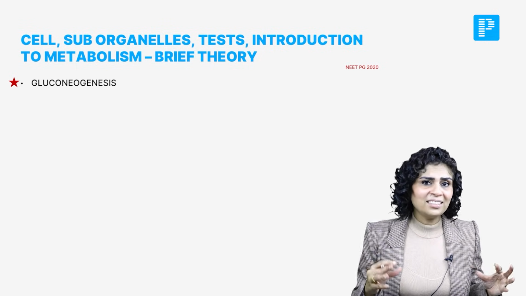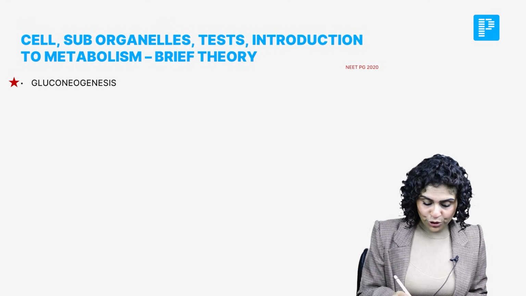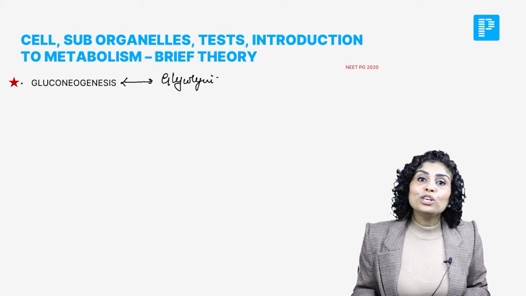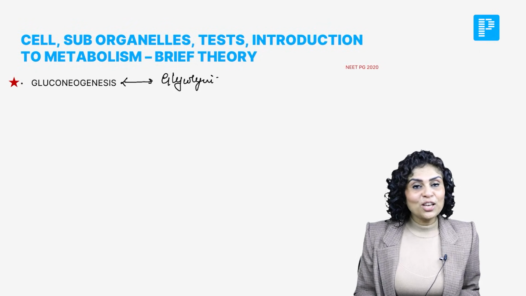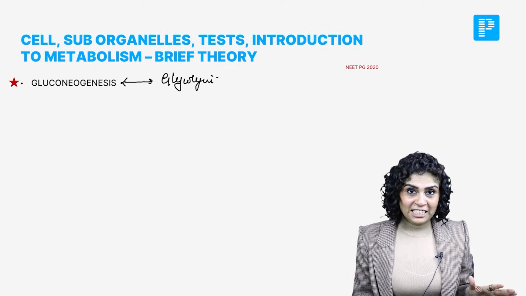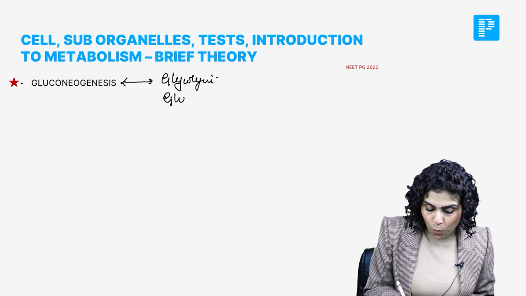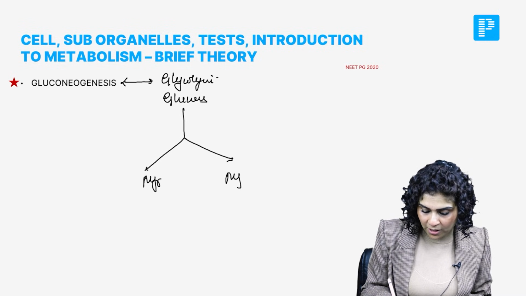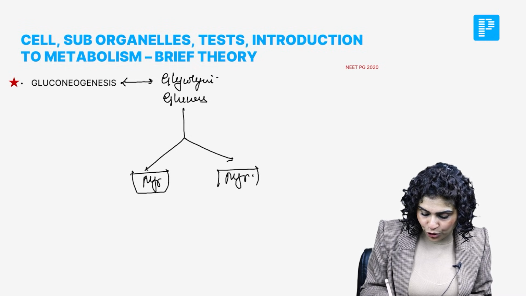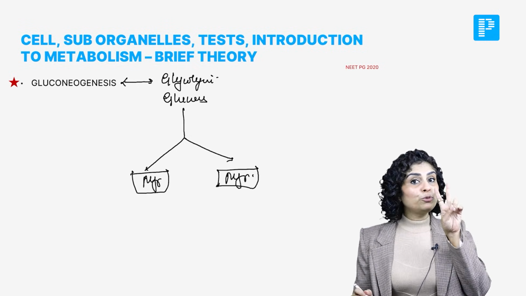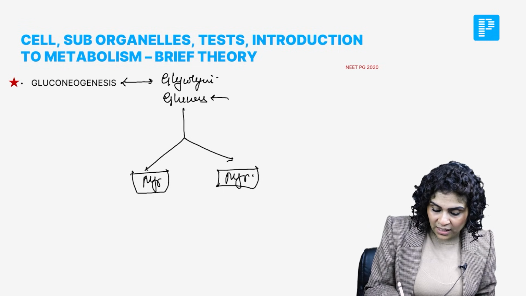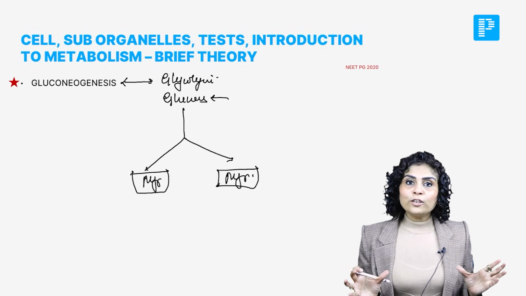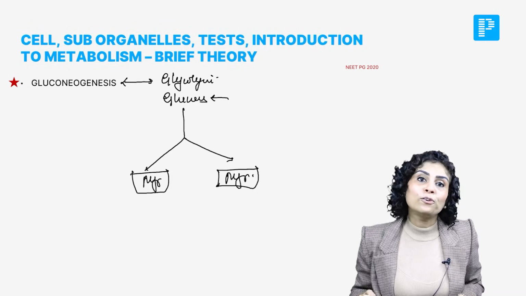Let me help you understand this in a simple way. Gluconeogenesis is a reversal of glycolysis. What is glycolysis? We learned this so many times. Glycolysis is a pathway wherein one molecule of glucose is split into two molecules of pyruvate. So what is gluconeogenesis? In gluconeogenesis, from two molecules of pyruvate, we synthesize one molecule of glucose.